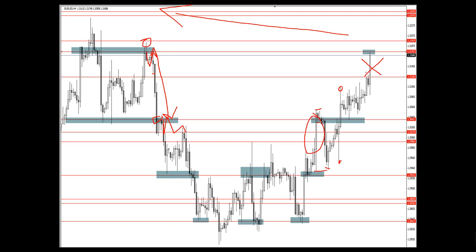We are not interested in bodies. This is action, and this is reaction, guys. This is action, this is reaction. Remember this for now and forever. This is the only truth you would ever hear: candle wicks in drawing support and resistance and Fibonacci are of utmost importance. They are more important than bodies.